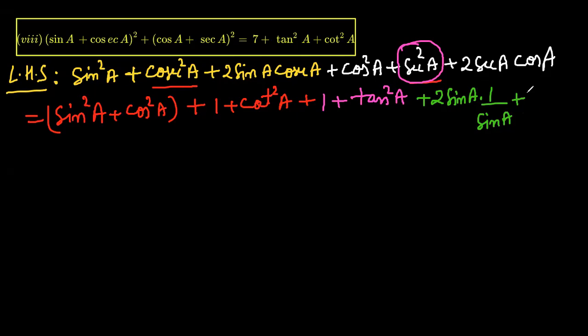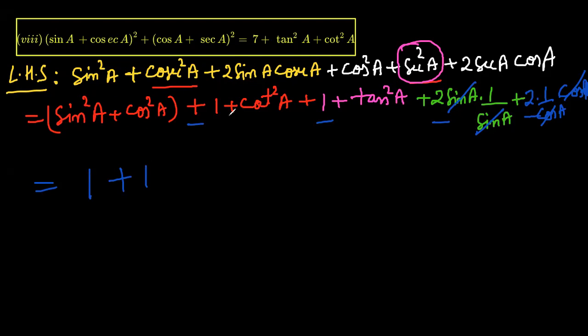Sec A means 1 over cos A, multiplied by cos A. Now this cos A should be cancelled, and sin A should be cancelled. And sin square A plus cos square A is 1, plus 1, plus 1. How much is 1 plus 1?